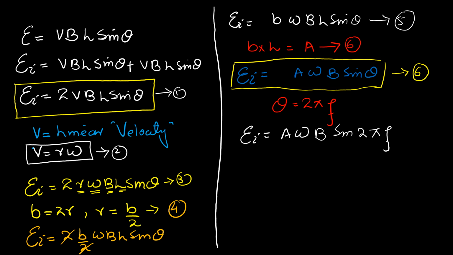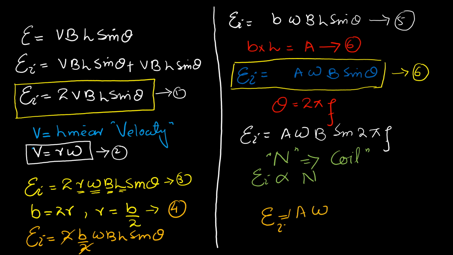Now, dear student, please keep in mind that there are a number of turns in a coil. The number of turns is directly proportional to the induced EMF. So the greater the number of turns, the greater the induced EMF. So we will incorporate the number of turns in this equation. We get net induced EMF in an AC generator as N, the number of turns, into A into omega into B into sine of 2 pi f. This is called equation number 7.